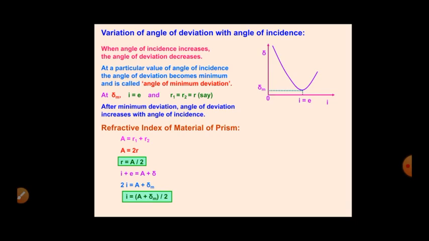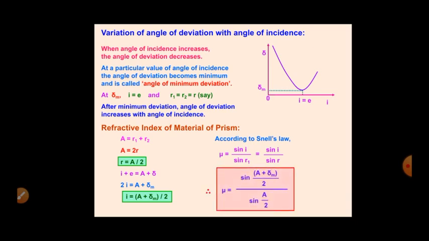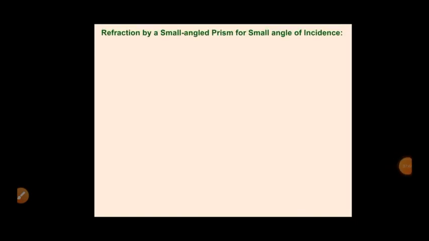Now for refraction we have Snell's law, so let's use it. According to that, mu is equal to sine I upon sine R1. At the first refracting surface AB, the light has the angle of incidence I and angle of refraction R1. So we can write sine I upon sine R, and let's use the values of I and R that we have just calculated. This will help us calculate the refractive index of the material of the prism. So this was all the information about the prism.